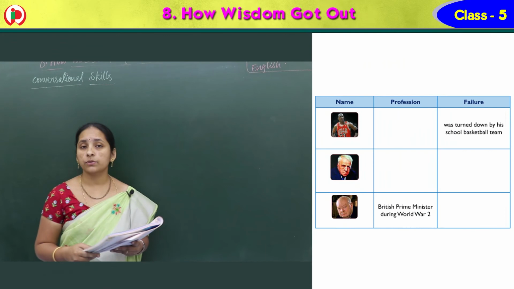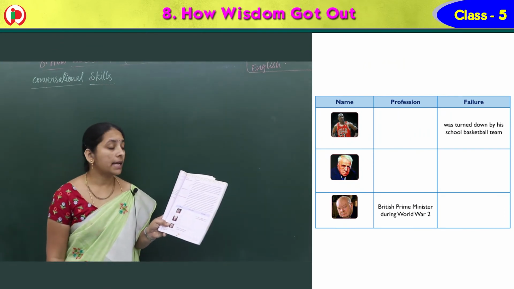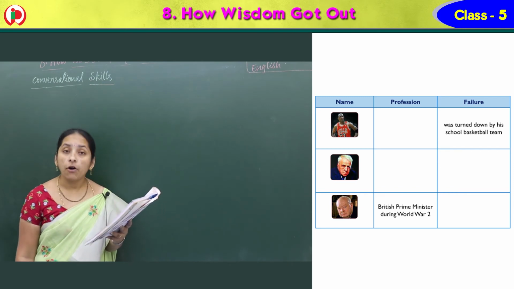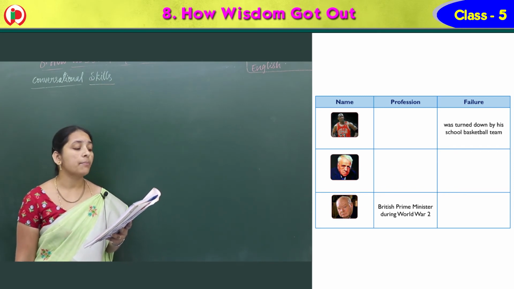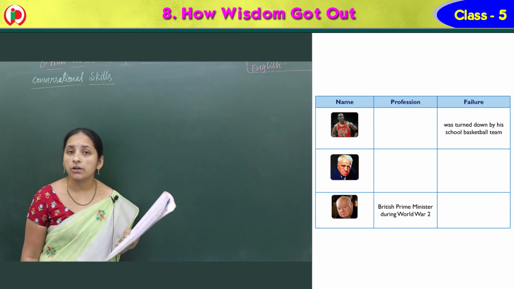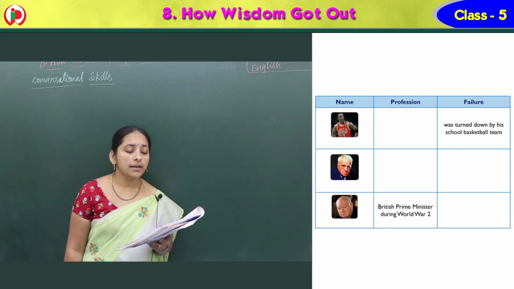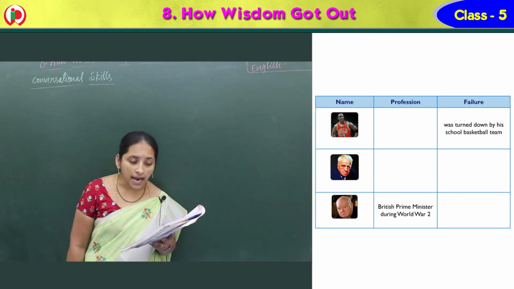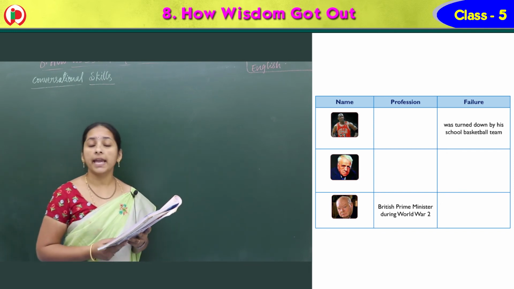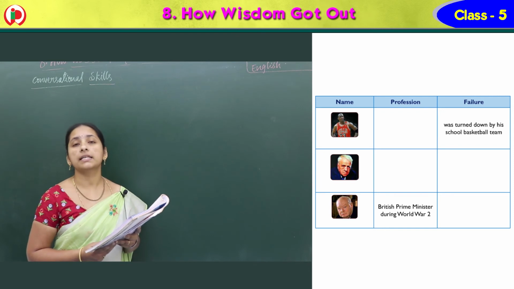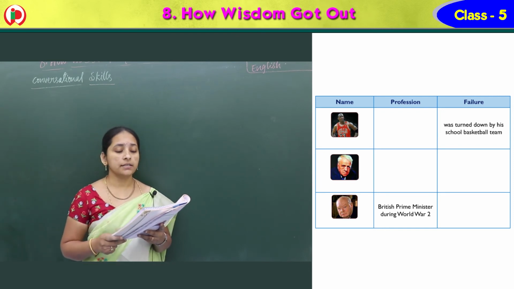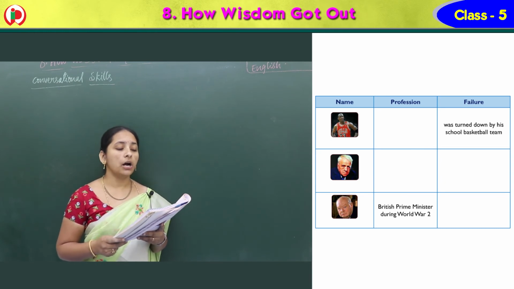Who are those? First one is Michael Jordan. Michael Jordan is an American former professional basketball player. Who is this Michael Jordan? Basketball player. From which country? America. Because of his height, Jordan was not able to make the high school basketball team in his sophomore year, and was turned out by the school basketball team.